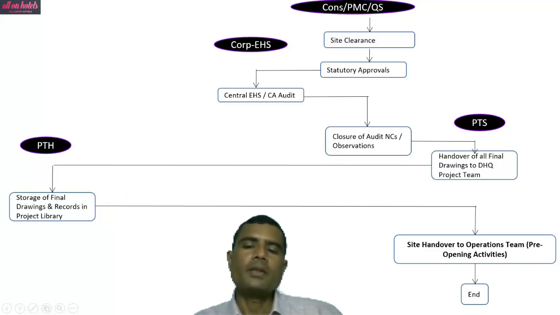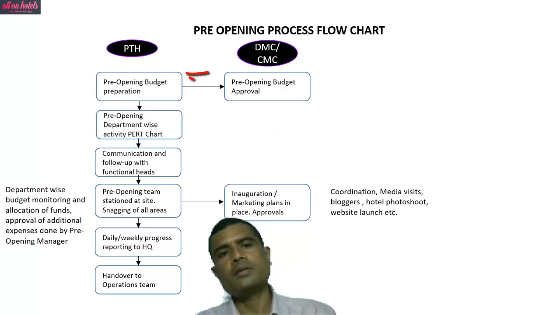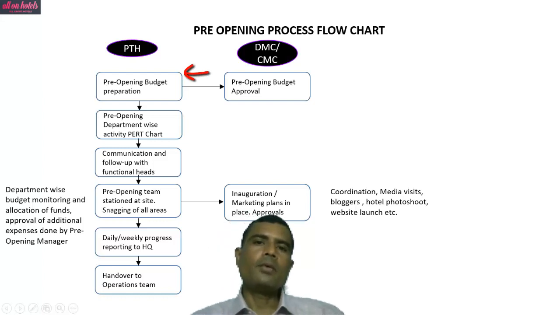Now here comes a pre-opening activity. The pre-opening activity starts from here. So HR compliance check by consultant is done. The pre-opening process flowchart. First is pre-opening budget preparation, which is done at hotel headquarters. Then it is approved by DMC or CMC.